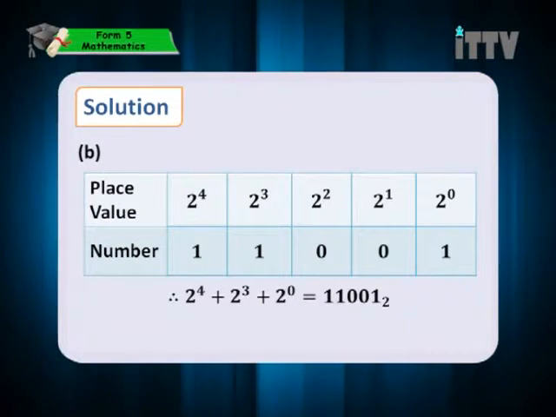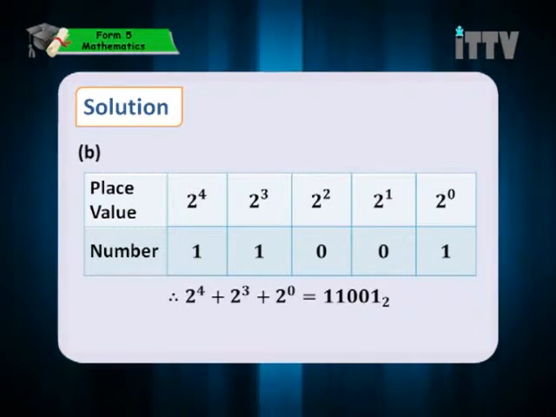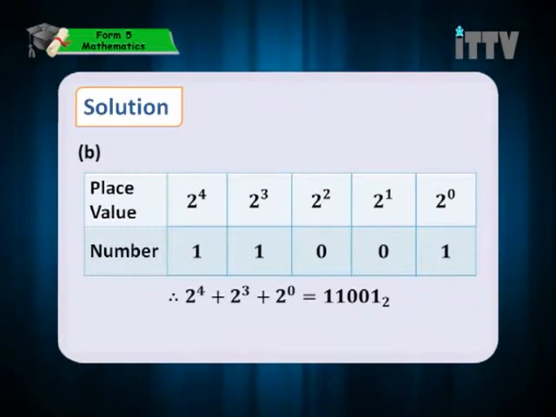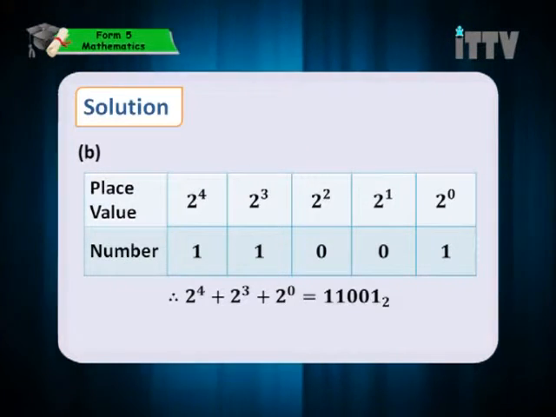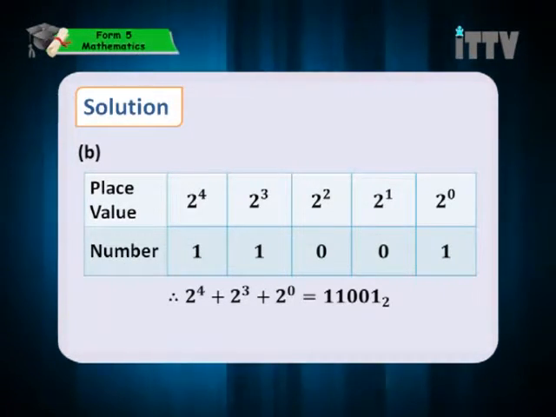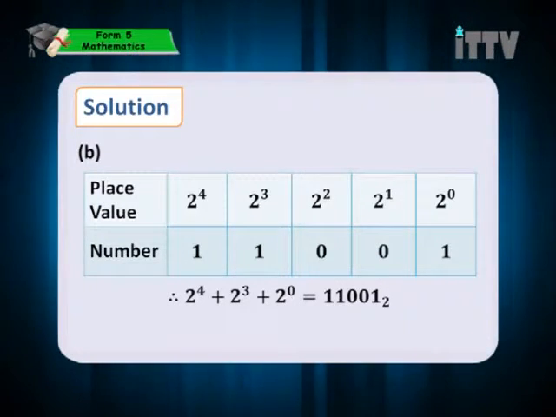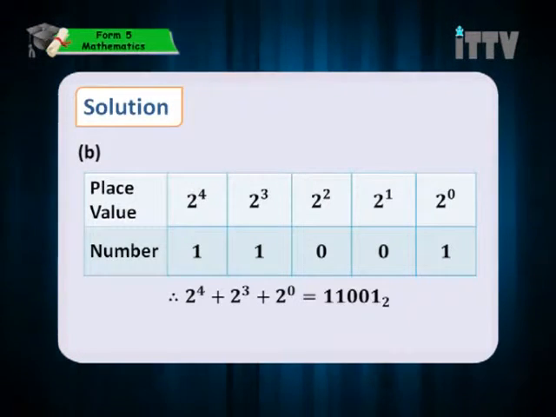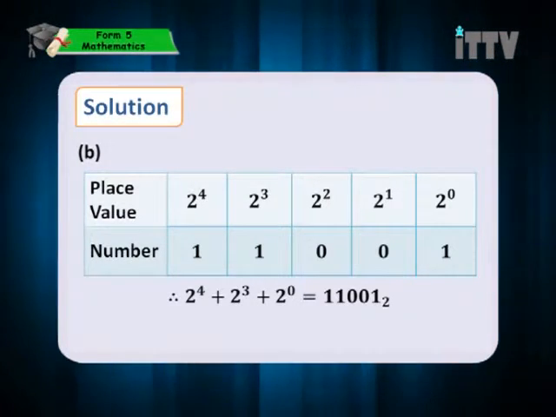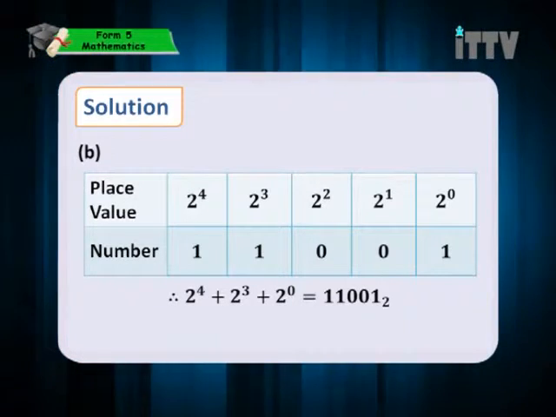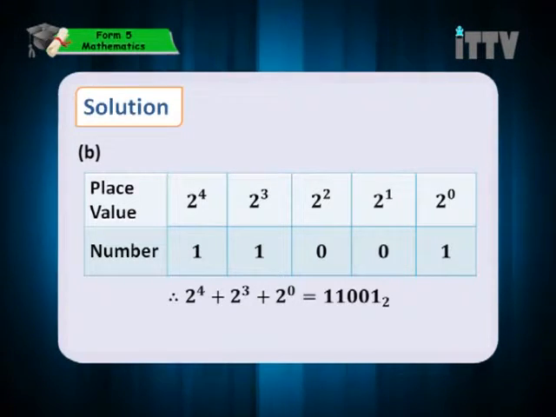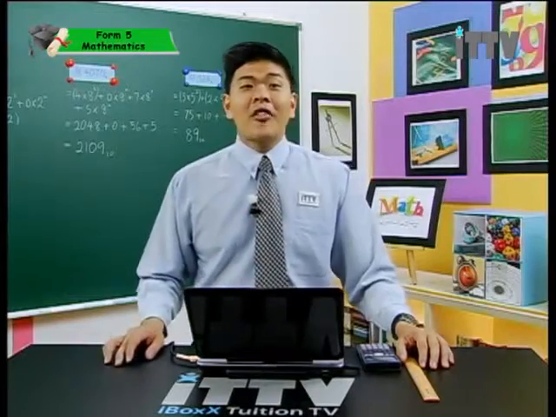We have 2 to the power of 4 plus 2 to the power of 3 plus 2 to the power of 0, right? So it means that for 2 to the power of 2 and 2 to the power of 1, the number is actually 0, because 0 multiplied by 2 to the power of 2 and 2 to the power of 1 is actually 0. So the number for each place value will be 11001. Therefore, the number in base 2 will be equal to 11001 in base 2. Alright, next example.